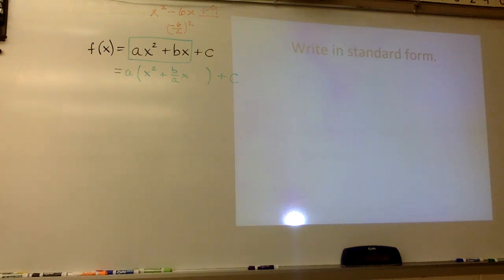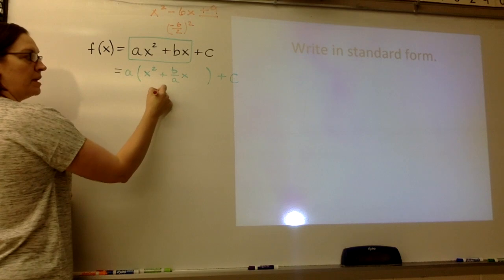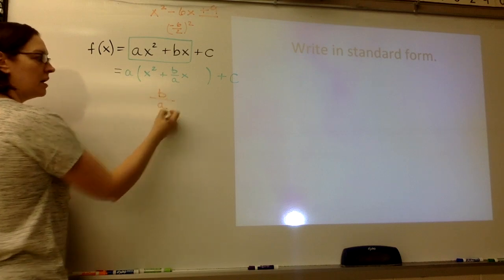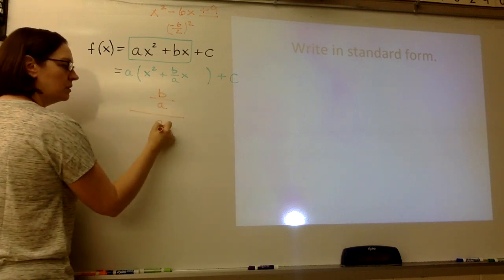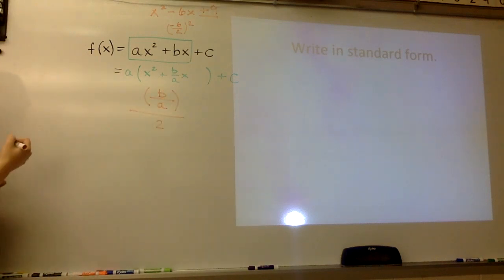Those of you that were here, does that look familiar? We did that as the warm-up. Okay, so now if we slow that process down, slow your roll, do the same thing here. Take b over a, divide it by 2. Okay, so here's your b over a, which is the coefficient of x, divided by 2.